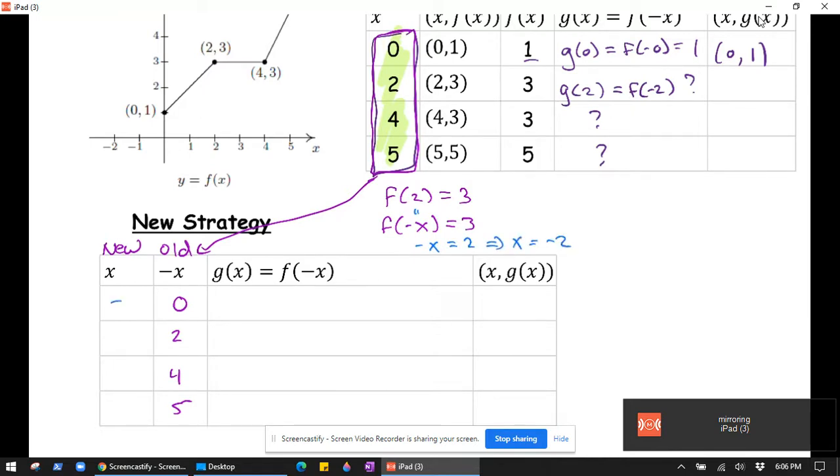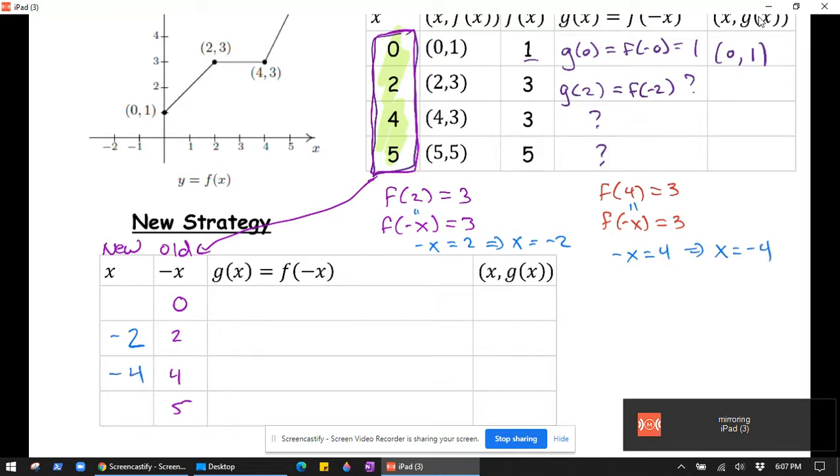So we know that negative 2 would be our new input that would yield the same output. What about, for instance, f of 4 is equal to 3. If we wanted f of negative x to be 3, what would our new input have to be? What would x have to be? Well, let's just set it equal to 4. Negative x equals 4 implies that x is negative 4. So we would need that to be negative 4.